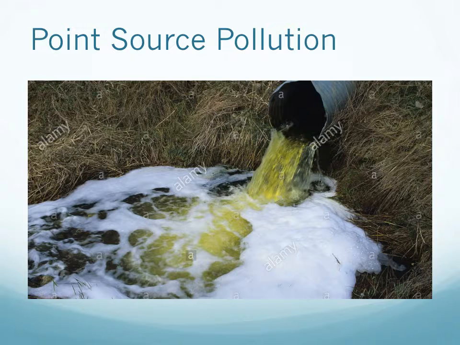So another thing that we are going to need to understand is that there's two main sources when we refer to water pollution. There's point source pollution, where you can narrow it down to a specific location where that pollution is coming from. Here's a great picture of point source pollution. We can see that yucky yellow water coming directly out of that pipe. We can find out where that pipe is connected to, and we know exactly where that pollution is coming from.